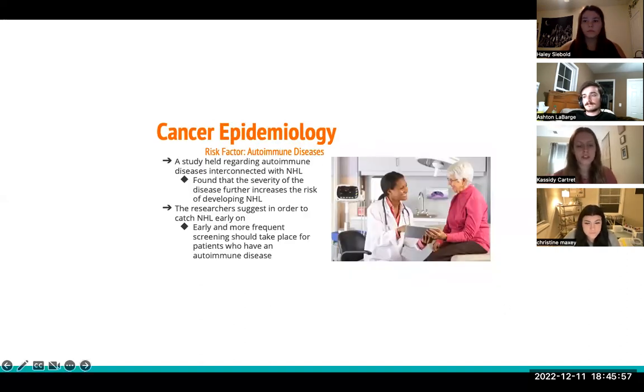There was a study done regarding this risk factor, and it showed that the severity of the disease further increases the risk of developing NHL, and the researchers of the study suggest that in order to catch non-Hodgkin's lymphoma early on, early and more frequent screening should be done in patients who have pre-existing autoimmune diseases.